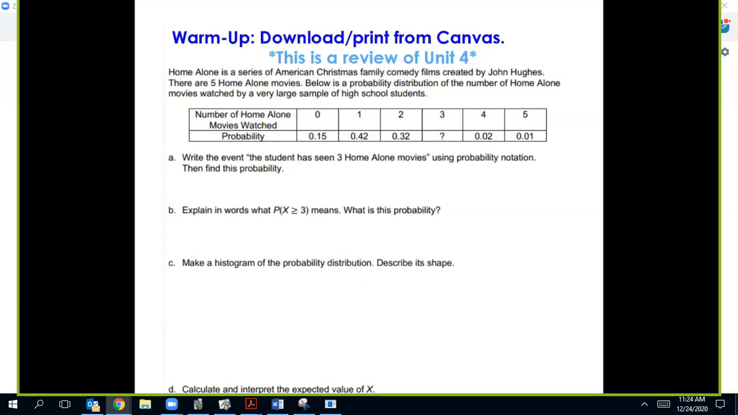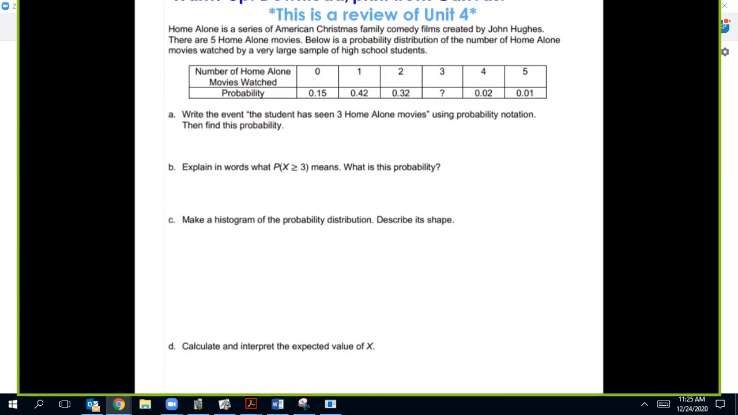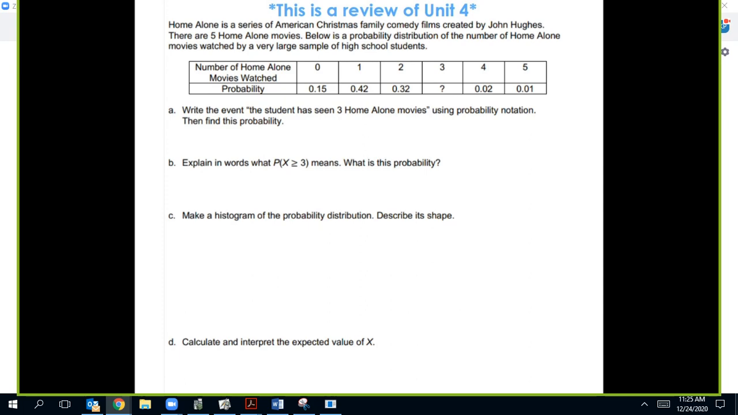Hi everyone, please get this warm up from Canvas and begin working on it. This is a review of Unit 4, and if you need an example of when we did this, it was how many children are in your family. So you could click Unit 4, click how many children are in your family in that overview table, and then you can see an example of this. But if you pause here and try it out, I will go over it in a couple of minutes.